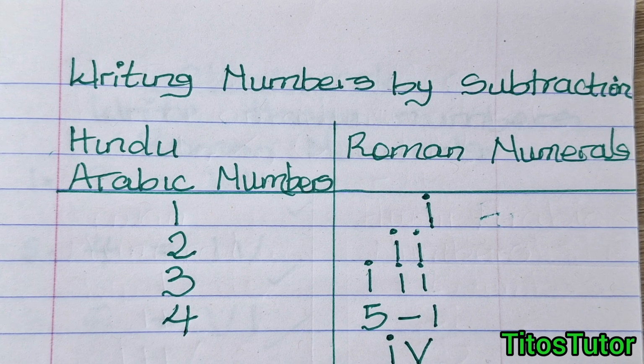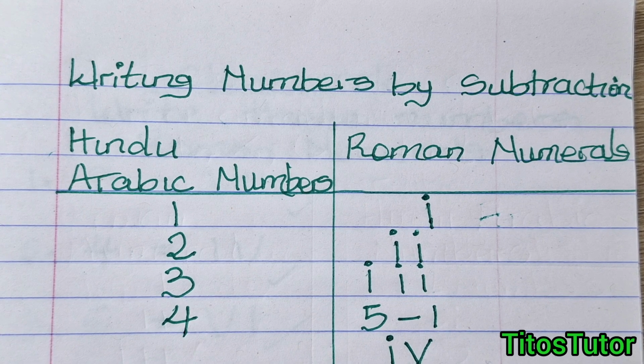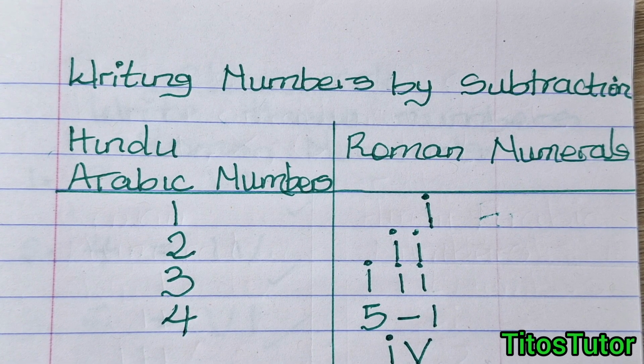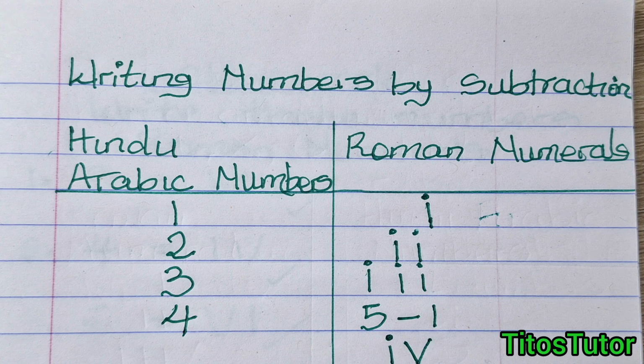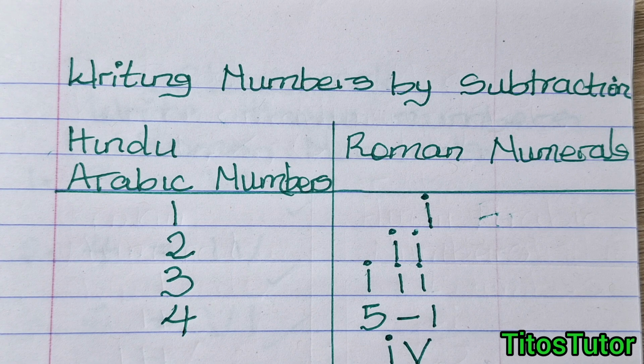Let's go into writing numbers by subtraction. On my left is the normal numbers that we know, which are Hindu-Arabic numbers, and on my right is the Roman numeral. So we can write numbers by repeating. As soon as we repeat 3 times, we get to 4. So 1 is I, as I said. 2 is II. 3 is III. But 4 cannot be IIII. No, it can't.